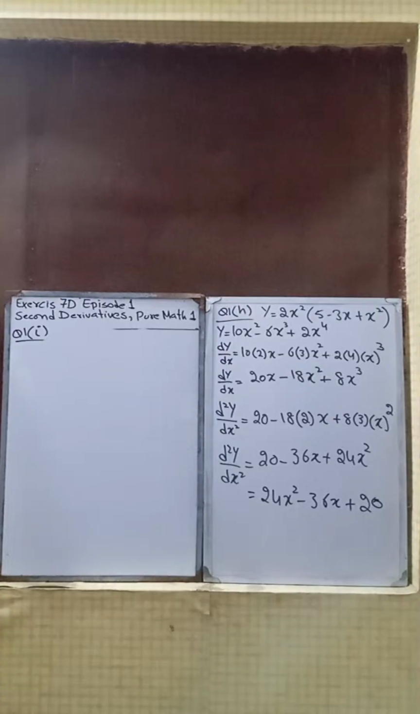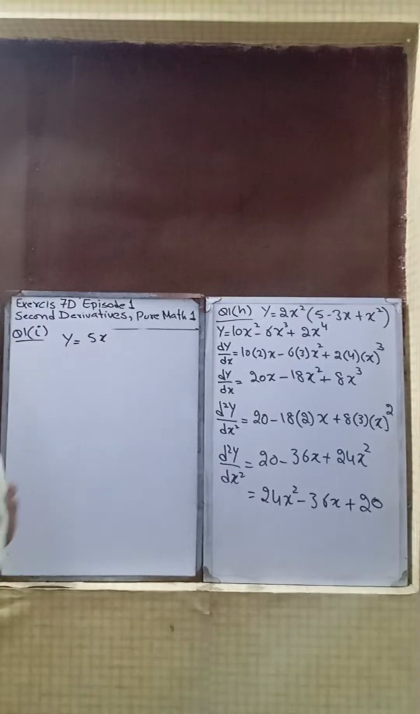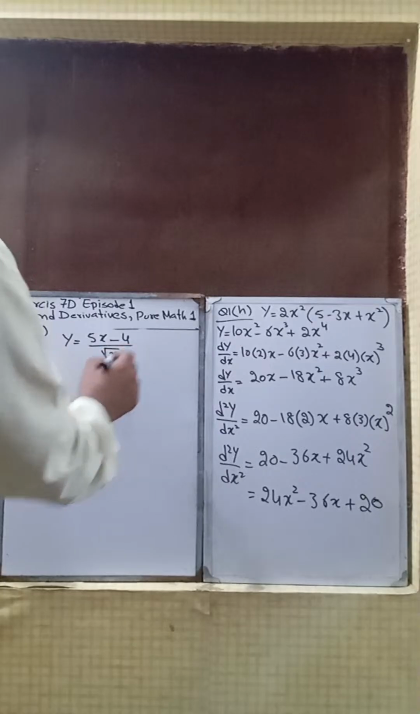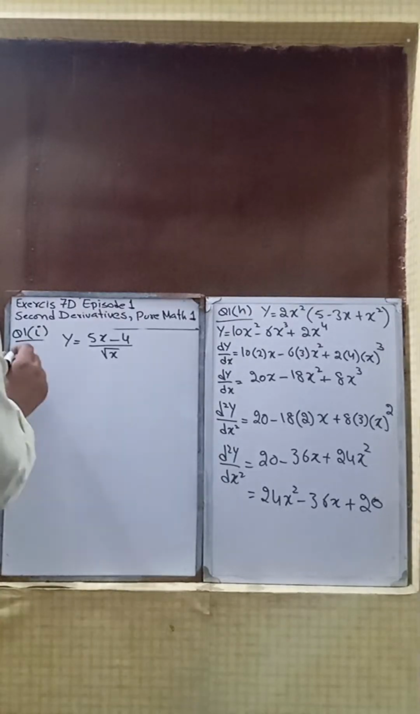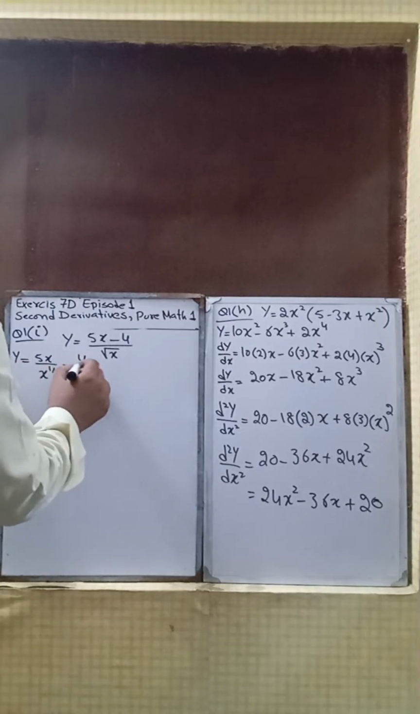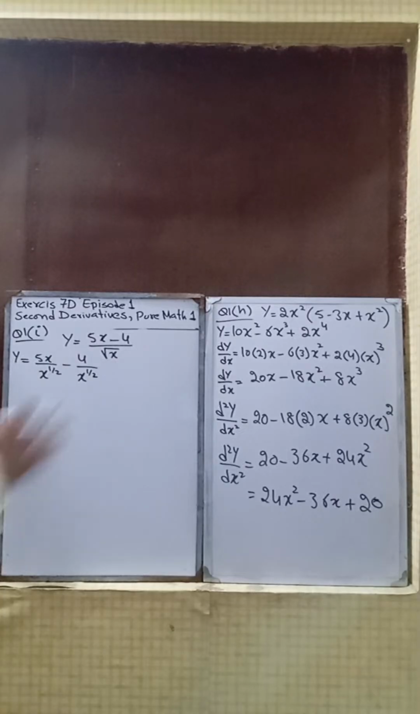Okay, here it says y is equal to 5x minus 4 divided by the square root of x. And they want us to find the second derivative of this equation. So first of all, I will simplify this so that I can do the derivation. So y will be equal to 5x divided by x raised to power 1 by 2, minus 4 divided by x. This radical sign means the power is 1 by 2. This is square root, okay?